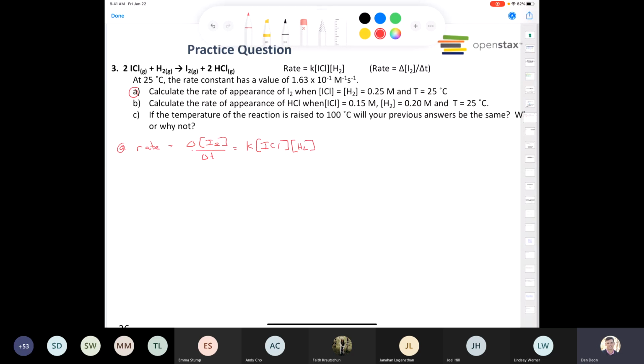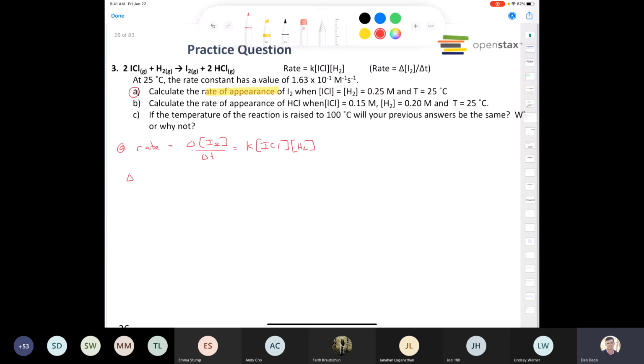Well, if we're trying to calculate the rate of appearance of I2, which is this, and we have the two concentrations, and we also have the rate constant, this is just kind of what I call a plug and chug question, right? We just plug the numbers in, and there we go. We have the answer. So let's try plugging some numbers in.